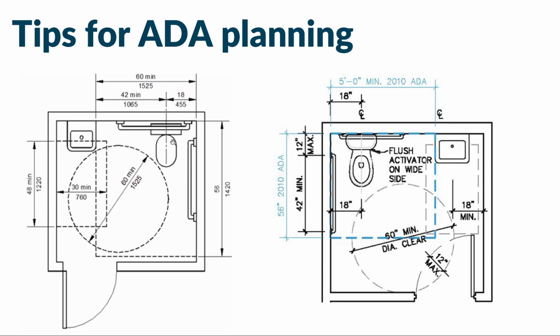We have the toilet 18 inches on center from the wall, so that should sound familiar from our standard bathroom measurements. And then from that center point of the toilet to the edge of the sink is an absolute minimum of 42 inches. So from the wall to the edge of the sink here is a 60-inch minimum. Okay.